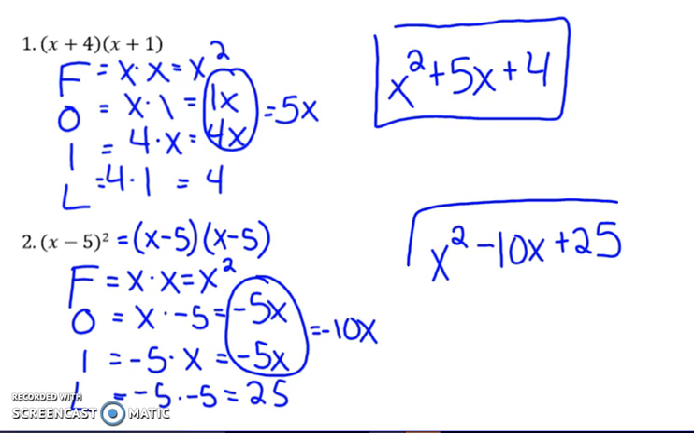plus 25. And please make sure when you write these answers, just like when we did the adding and subtracting and the multiplying by a monomial, they need to be in alphabetical order and descending order. That still has to hold true.